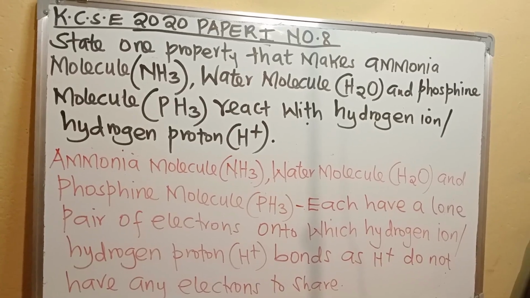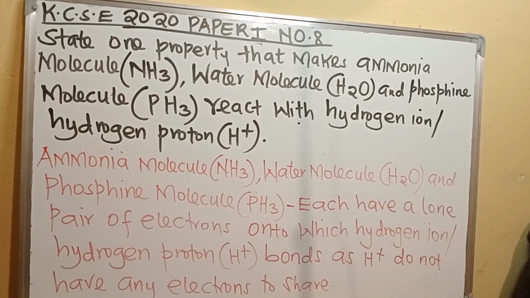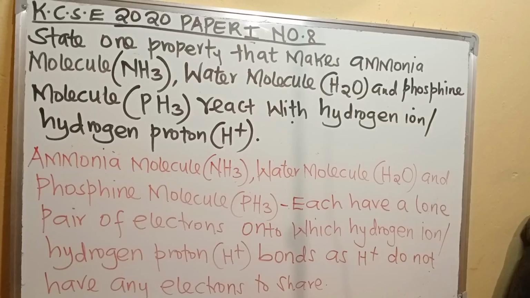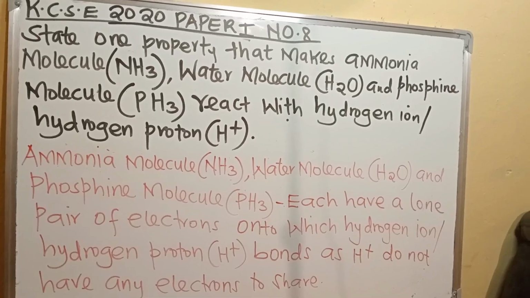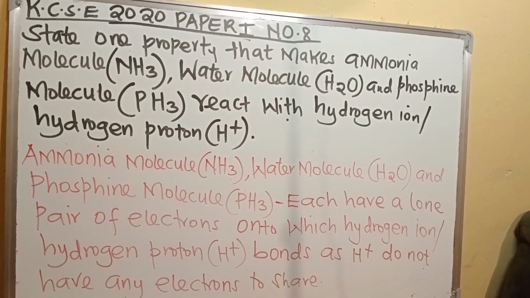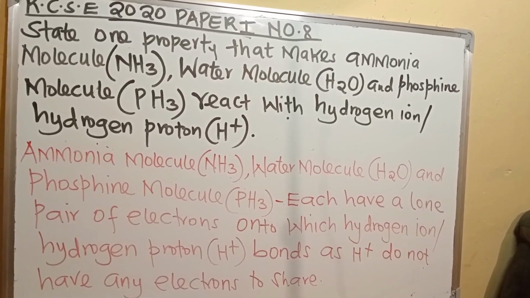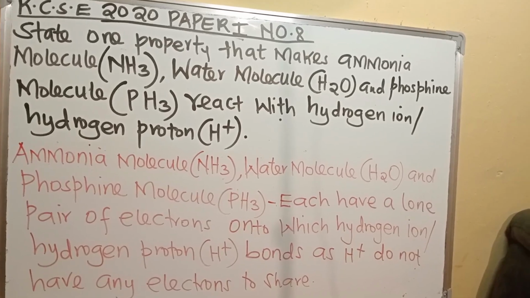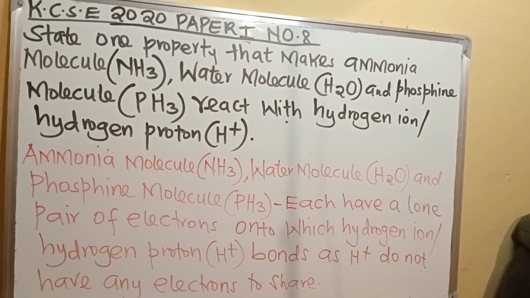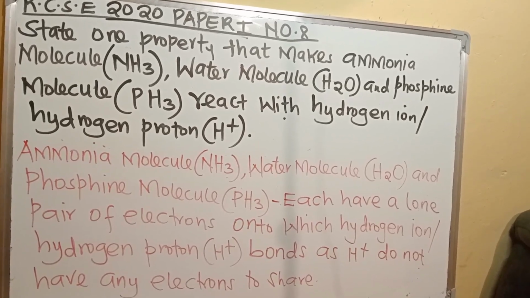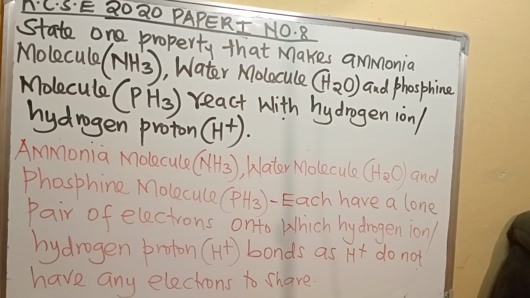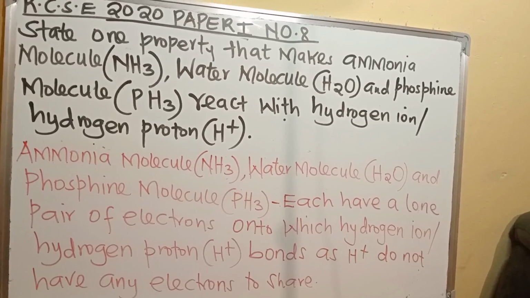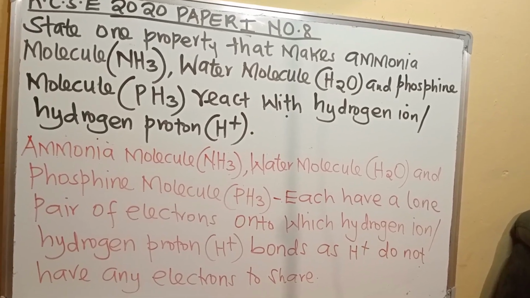Here is a question from KCSE 2020 paper 1 number 8, where we were to state one property that makes ammonia react with the hydrogen ion. And for us, I have just added the water molecule and the phosphine molecule because they behave the same way as the ammonia molecule. So the question reads, state one property that makes the ammonia molecule, water molecule, and phosphine molecule react with the hydrogen ion, which is also the hydrogen proton.